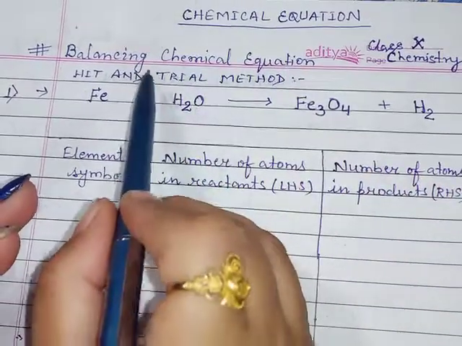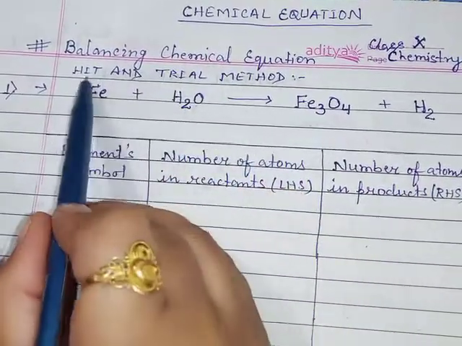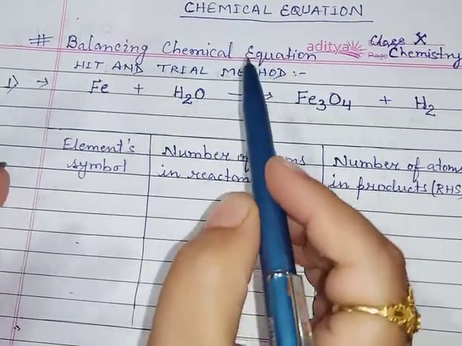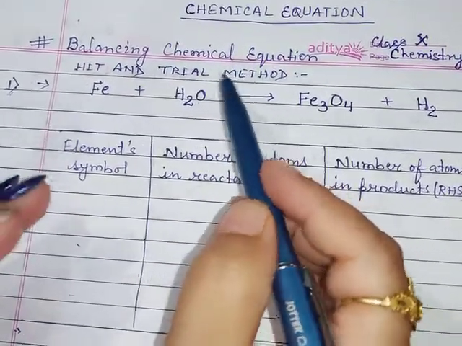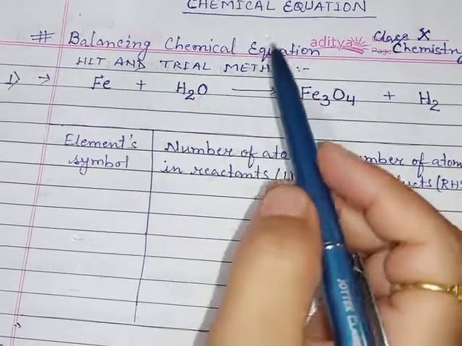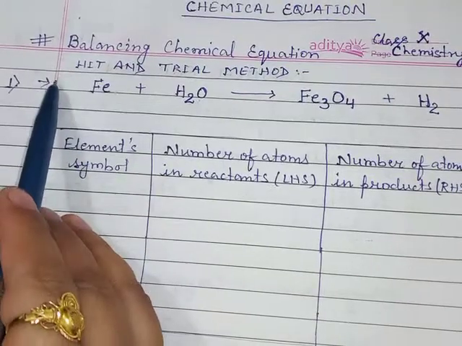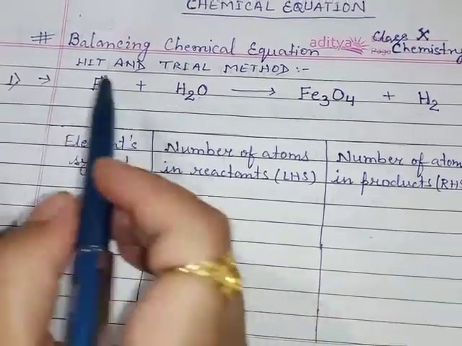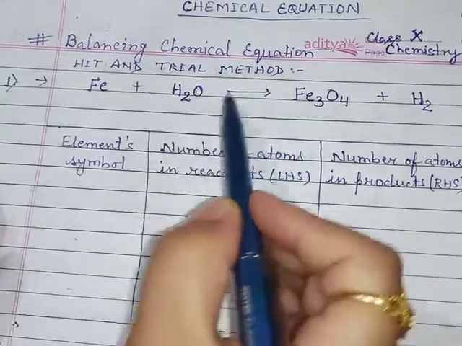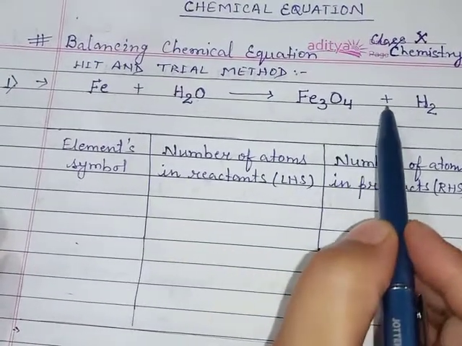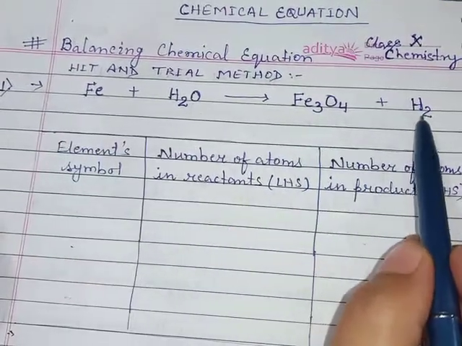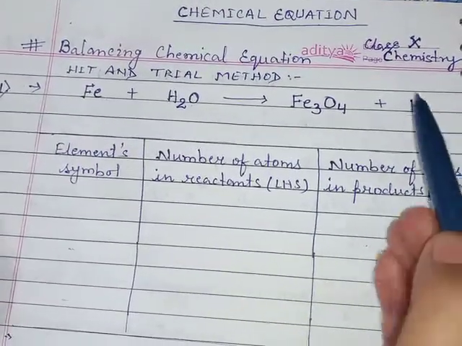The method of balancing a chemical equation is the hit and trial method. Here I am going to explain this method in detail. Let's start with an example. This is our first example. The chemical reaction is: when iron reacts with water, it will produce ferric oxide and hydrogen gas. This is the chemical equation.